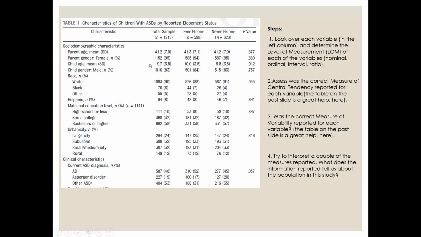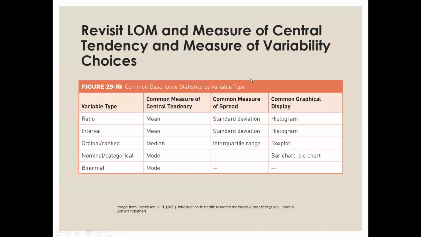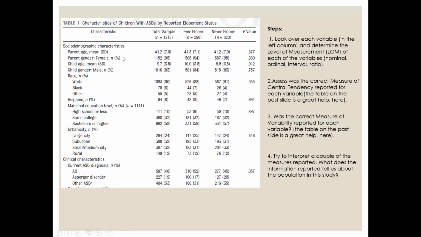So let's give them a look, right? Let's look at parental age. Age gives the mean, the average, and the standard deviation. If we look back, standard deviation and mean would indicate it's either interval or ratio, and it is. So giving one's age in years is interval ratio and can use the mean for central tendency and the standard deviation for variation.